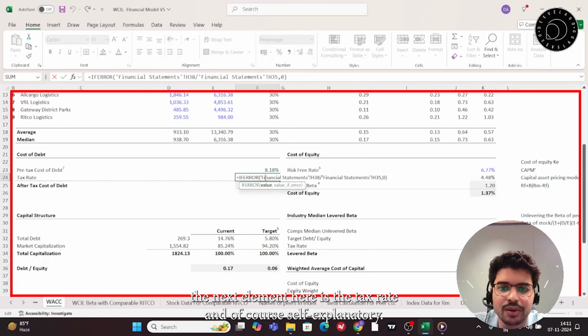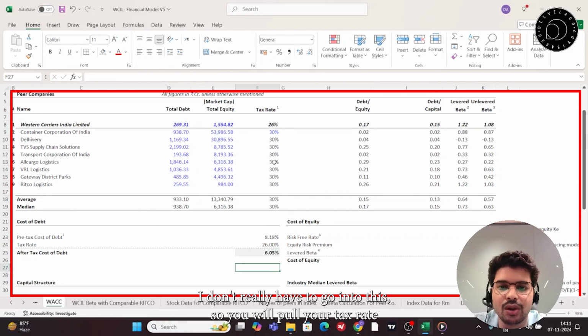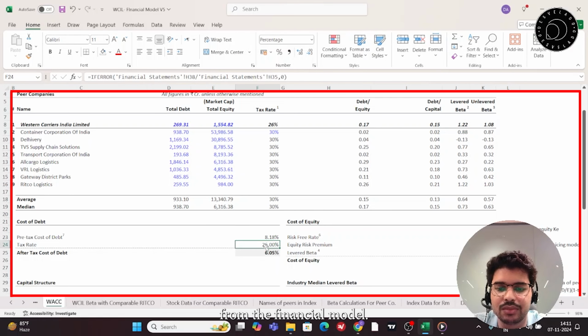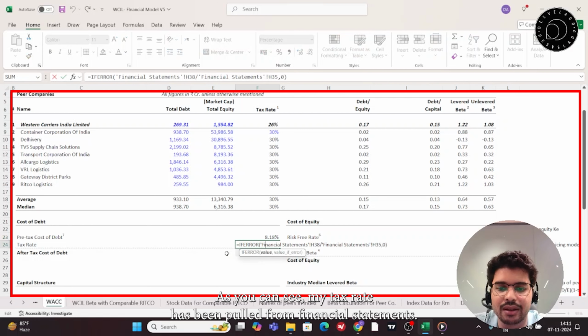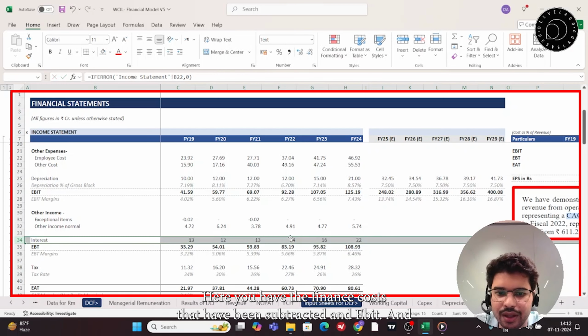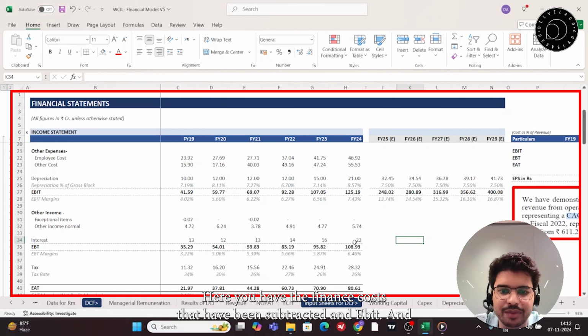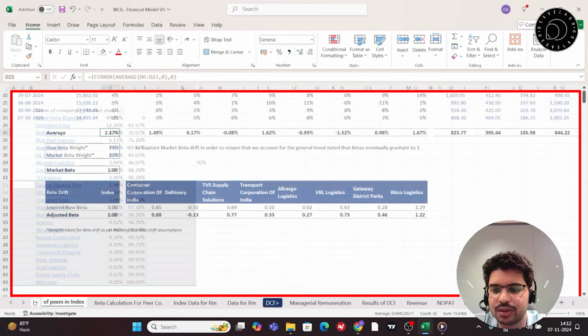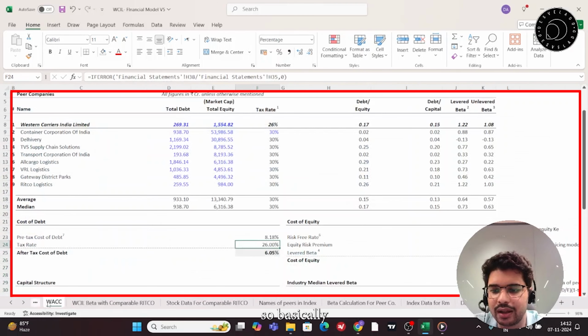Let's look at the next element here, which is the tax rate. Of course, self-explanatory. I don't really have to go into this. You will pull your tax rate from the financial model. As you can see, my tax rate has been pulled from the financial statements. So how much the company paid divided by the pre-tax earnings. Here you have the finance costs that have been subtracted, and EBT. Basically, this allows us to calculate the tax rate.